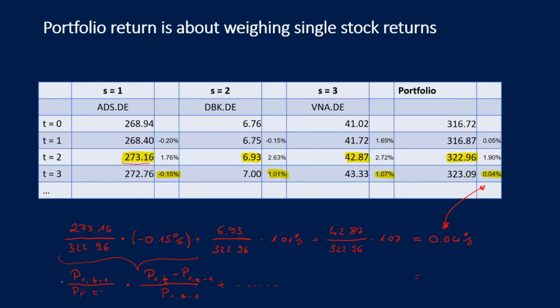If we now shorten out the price in t minus 1, we see what happens. We see that we have here the price difference of share 1, so the increase or decrease of the stock price in euro, divided by the portfolio value in t minus 1. There's a 1 missing, I guess. Okay. So we see the contribution of this stock, Adidas in this case, to the portfolio value. And that's why it works out. That's the reason why we simply can weigh the returns to get the return of the portfolio.